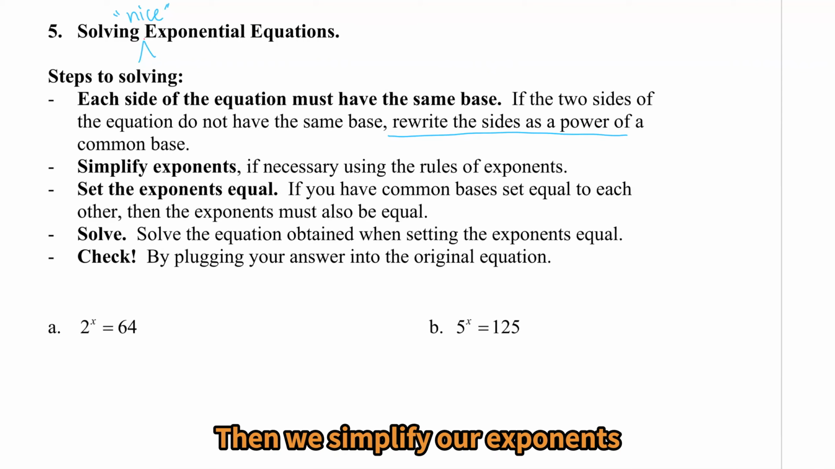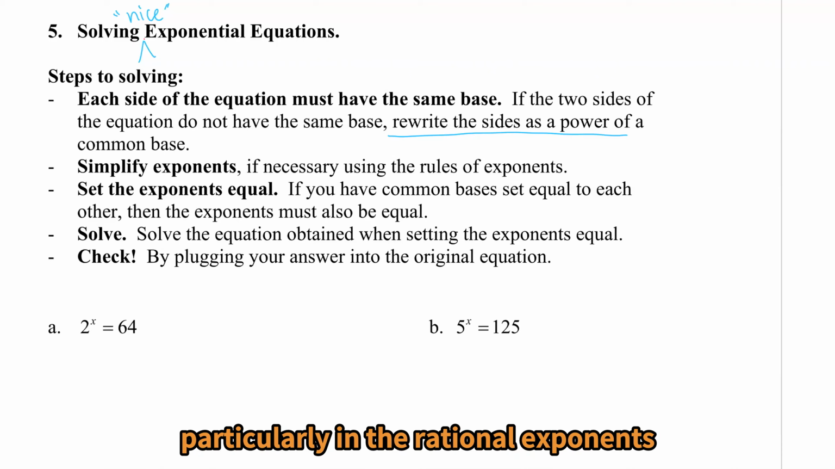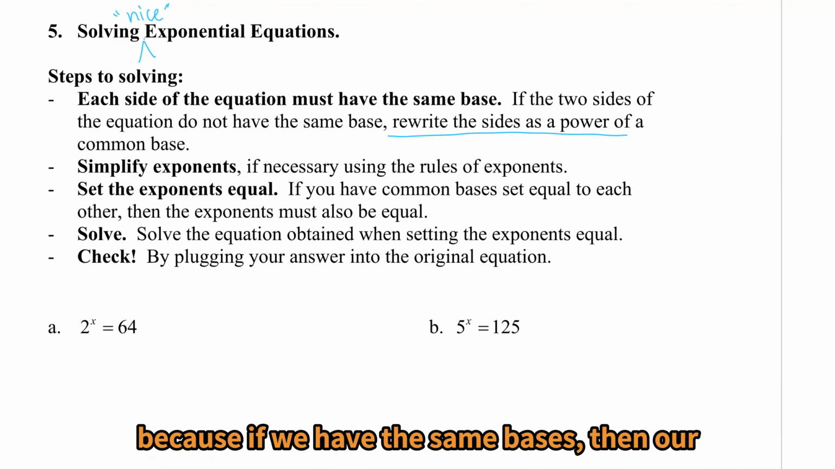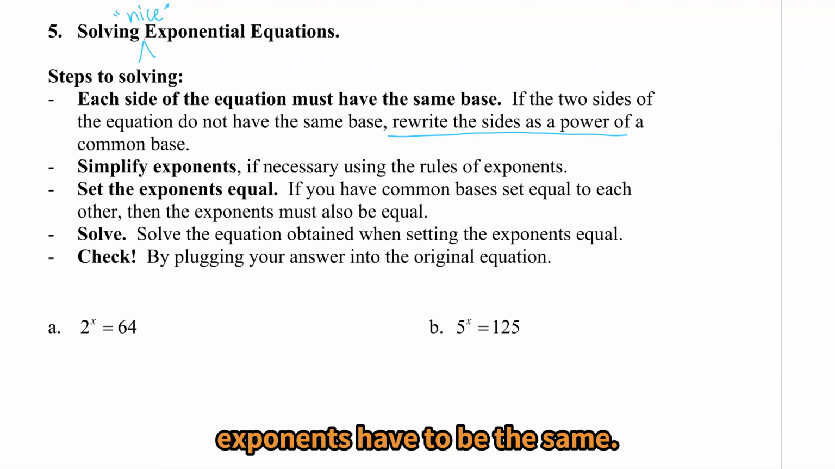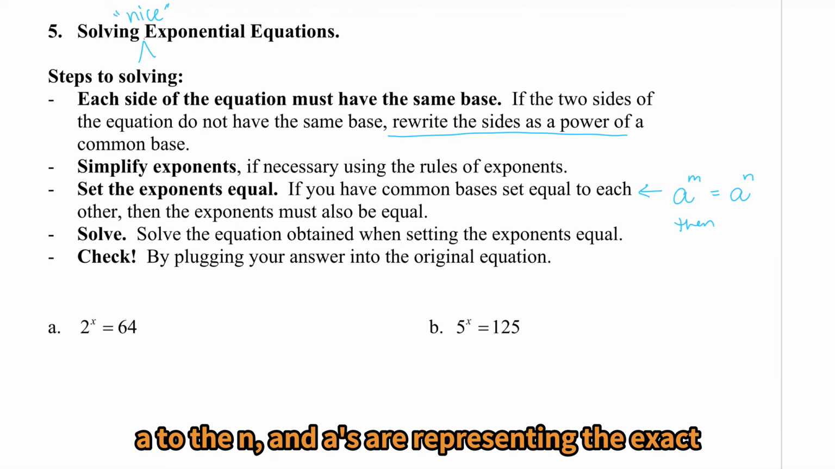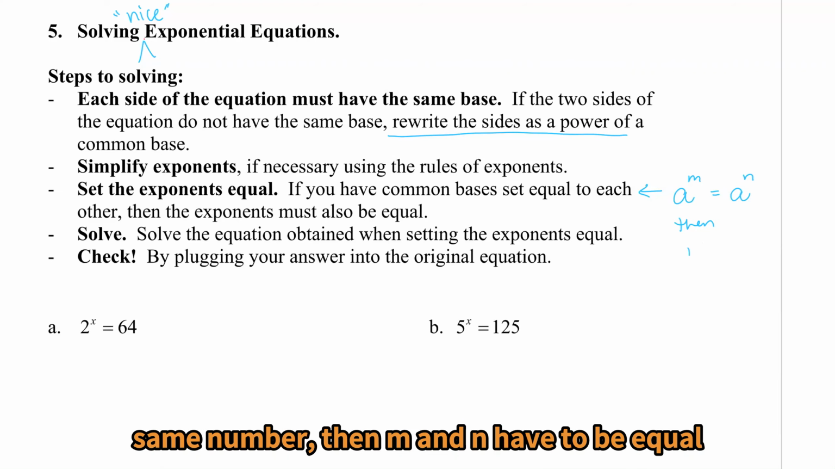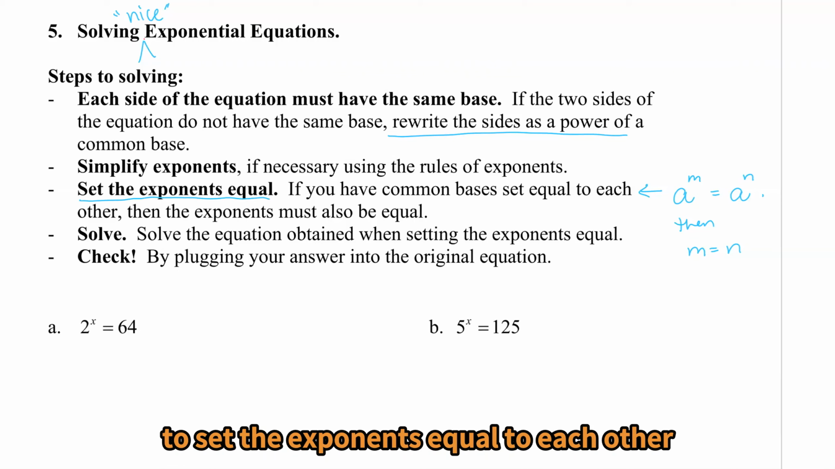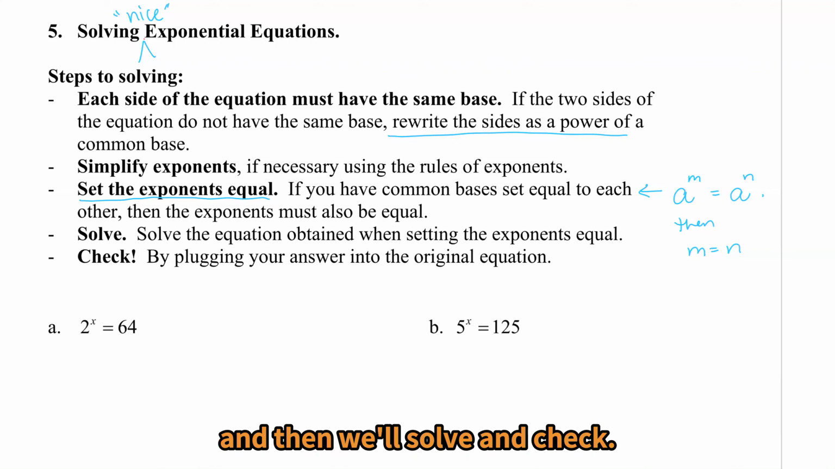Then we simplify our exponents using the rules of exponents that we've talked about previously, particularly in the rational exponent section. We'll set the exponents equal to each other because if we have the same bases, then our exponents have to be the same. So this is coming from if I have a to the m equals a to the n, and the a's are representing the exact same number, then m and n have to be equal to make this equation true. So we're using this property to set the exponents equal to each other. And then we'll solve and check.